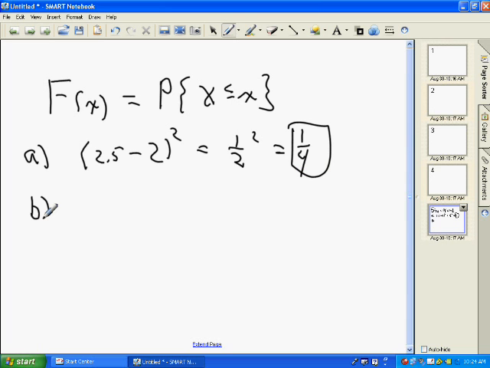Part B. If you have a random variable that's continuous, the cumulative distribution function will be continuous. If you have a random variable that's discrete, the cumulative distribution function is going to be a step function. A discrete one is going to look something like this. If it's a continuous random variable, the CDF, or the distribution function, will always be continuous.